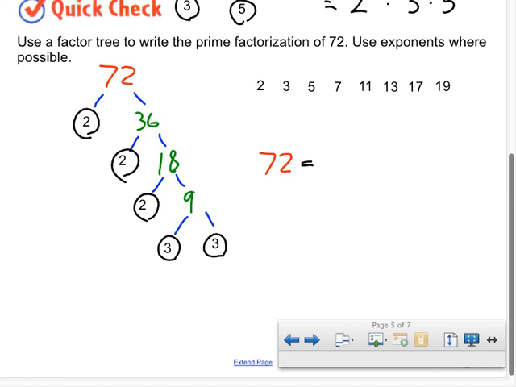And I'm going to first write this as 2 times 2 times 2 times 3 times 3. But it says to use exponents where possible. So if you notice, how many 2's do we have? 3. I have 3 sets of 2's, so that's going to be 2 to the 3rd power. Times, how many 3's do I have? I have 2 sets of 3, so I'm multiplying 3 twice, so I'm going to put the 2nd power, squared. Do you guys see how we got that? Yes.